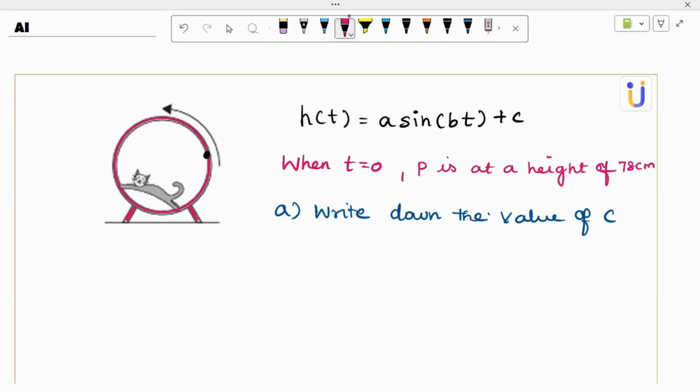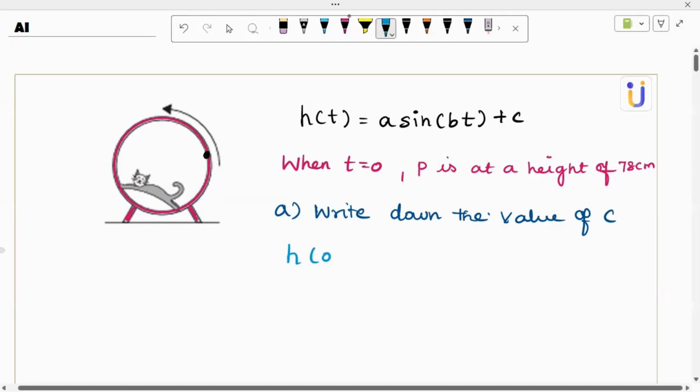Now, getting into the first part, very simple. When t is 0, p is at a height of 78 centimeters. Write down the value of c. So the initial condition is given. So h of 0 is 78. That's simple and we have to solve for it.